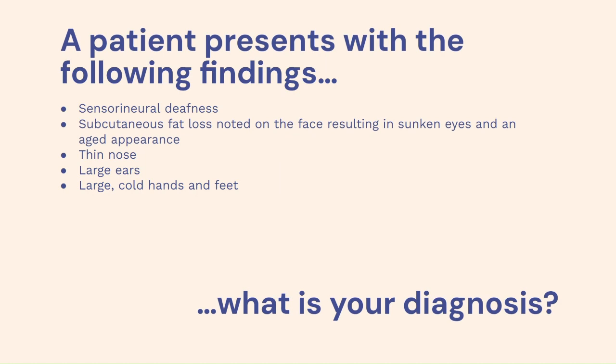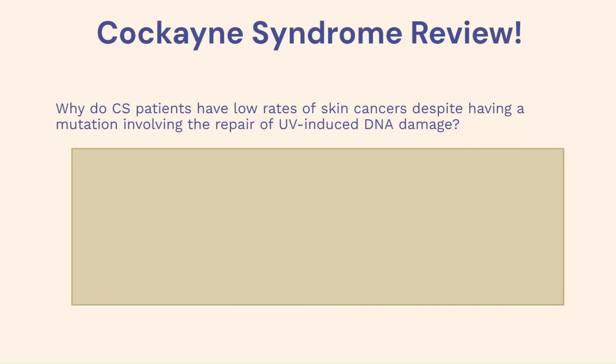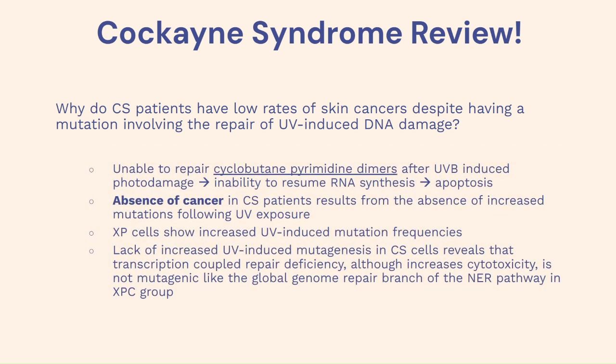All right, so now a patient presents with the following findings: sensorineural deafness, subcutaneous fat loss noted in the face with sunken eyes, thin nose, large ears, large cold hands, Mickey Mouse... Cockayne syndrome. So, why do CS patients have low rates of skin cancers despite having a mutation involved in the repair of UV-induced damage? And we harped on this together as a family. Ultimately you're going to be able to tell me, well, the mutation inhibits transcription-coupled excision repair, which leads to cell death almost all the time.